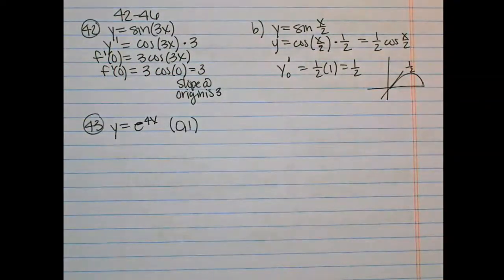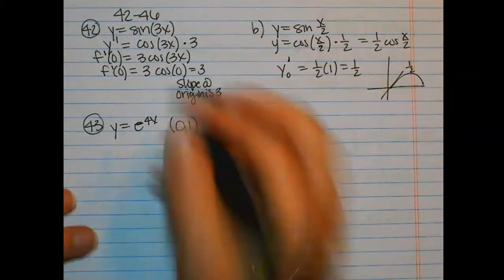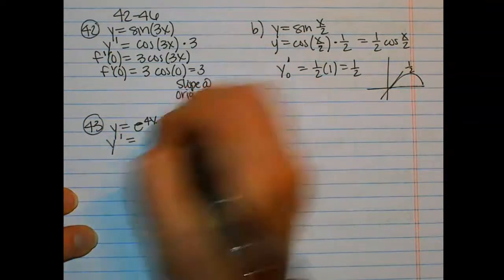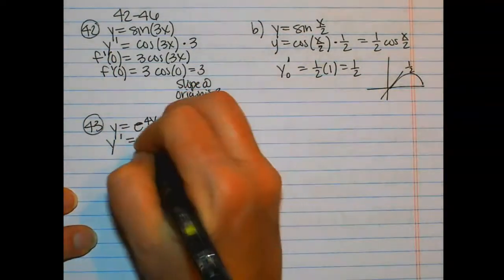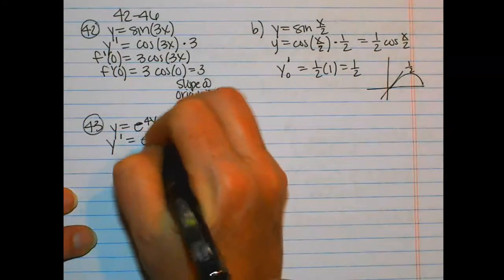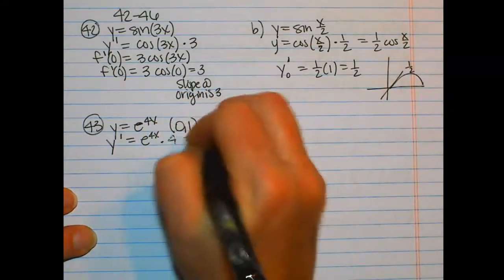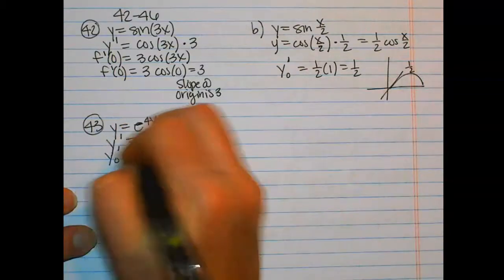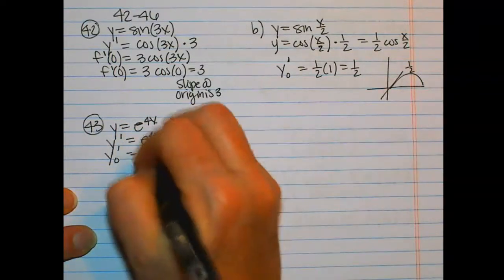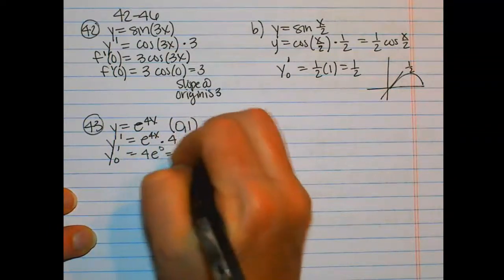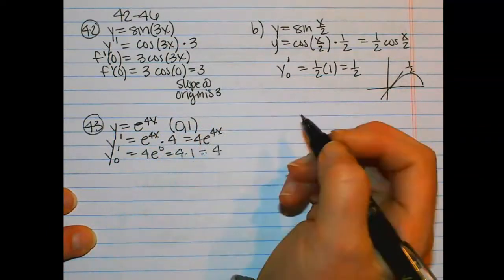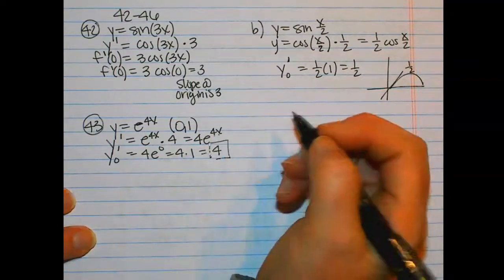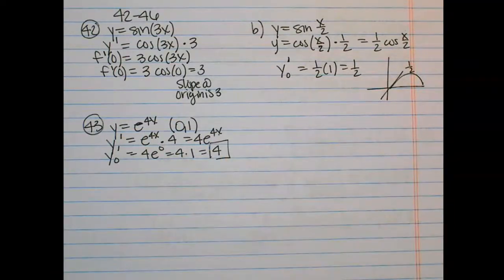43, they want the slope of the tangent line at 0, 1. So we're finding y prime, which is chain rule. It is e to the keep the baby times the derivative of the baby. So 4e to the 4x. They want it at 0. So we're going to say 4 times e to the 0 equals 4 times 1 equals 4. That's what they were looking for, 43.